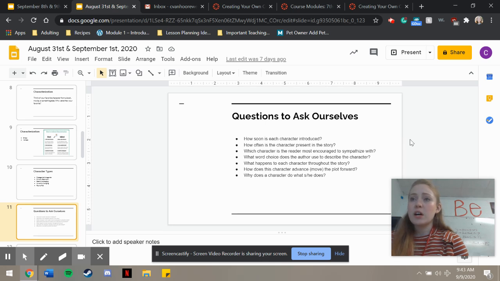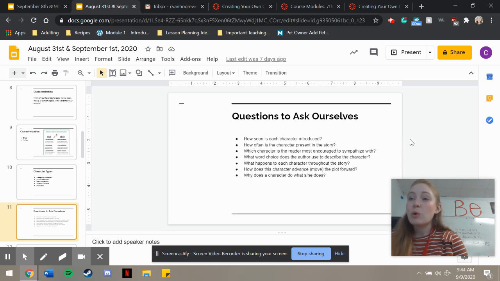The next question I want to talk about is, which character is the reader most encouraged to sympathize with? So if a character is portrayed as someone who is good, someone who is helping other people, someone who's kind or funny, or any positive characteristic, and that makes you like the character, or in some cases sympathize, where you feel pity for them, or you maybe feel that you empathize or have gone through something similar to them, maybe that's the author trying to show you that that's the character that they want you to like and that is going to be important to the story.